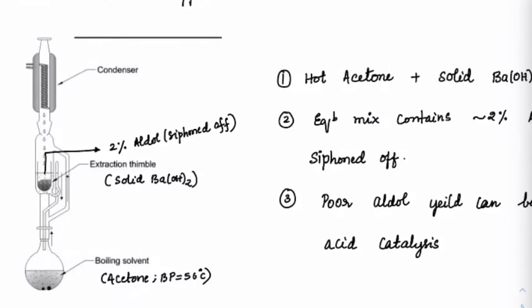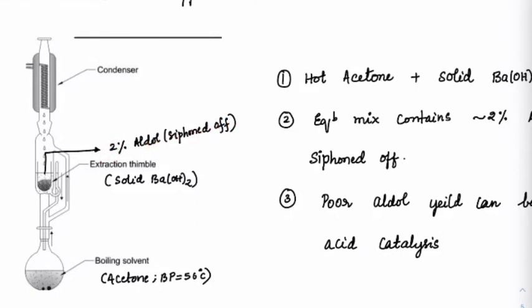Okay, acetone's boiling point is around 56 degrees. Now, here what we are doing, this is in contact with Ba(OH)2 in the vapor form. So, whatever vapors are coming here, they will get in contact with the Ba(OH)2. As they form on the surface of that Ba(OH)2, you can see slowly a liquid formation is observed, which is the aldol which is forming.